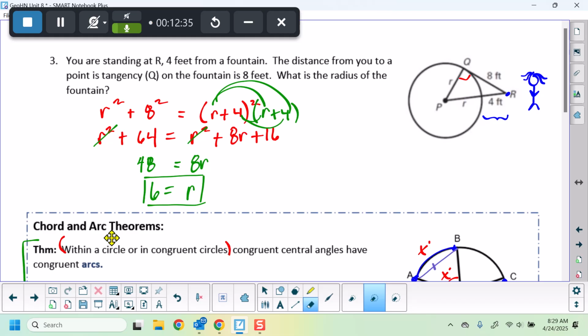That's some polynomial work for you to do. Remember FOIL: first, outer, inner, last. That's your double distributive property. (R + 4) squared is R squared plus 8R plus 16, and the other side is R squared plus 8 squared.